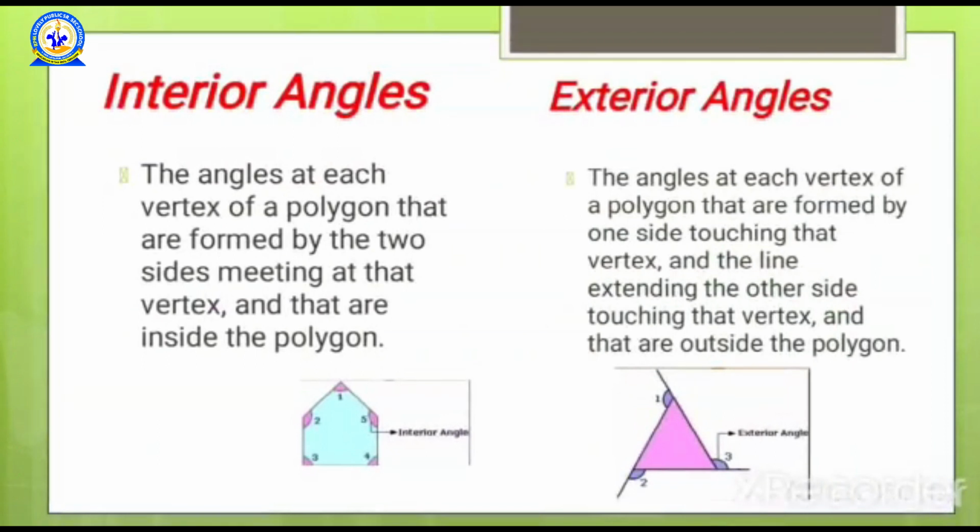Now, interior angles and exterior angles. Interior angles are the angles at each vertex of a polygon that are formed by two sides meeting at that vertex and that are inside the polygon. Interior means inside. Exterior means outside the polygon. Exterior angles are formed by one side touching that vertex and the line extending the other side touching that vertex, and they are outside the polygon.